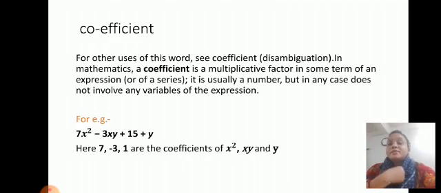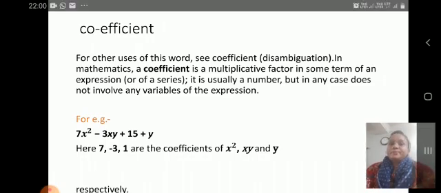The next term is minus 3xy. So minus 3 will be the coefficient of xy. Plus 15: the 15 is a single constant number, so we can't find a coefficient for that term. Now plus y. Here 1 is hidden, so the coefficient of y is 1.